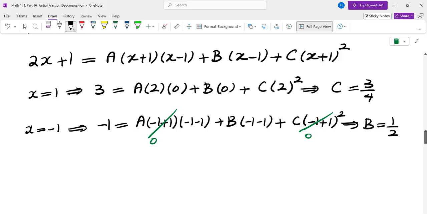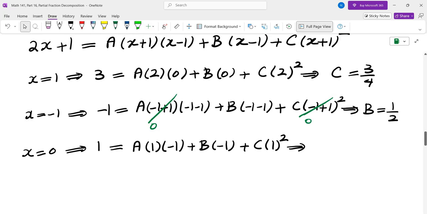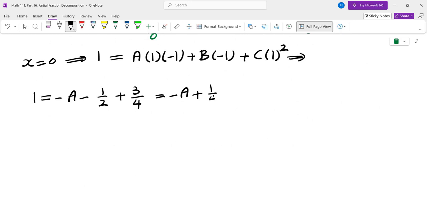Now you can plug in basically any x that you want. So let's plug in x equals 0. That's probably the simplest one after 1 and negative 1. So on the left we get 1, on the right we get a times 1 times negative 1 plus b times negative 1 plus c times 1 squared. We are going to plug in the values of b and c. We get 1 equals negative a minus b, which is minus 1/2, plus c, which is 3/4, which is negative a plus 1/4. So that tells us 3/4 is equal to negative a. So a is equal to negative 3/4.